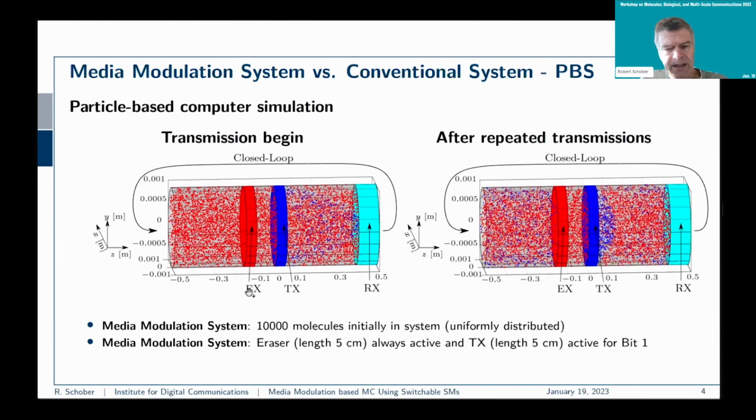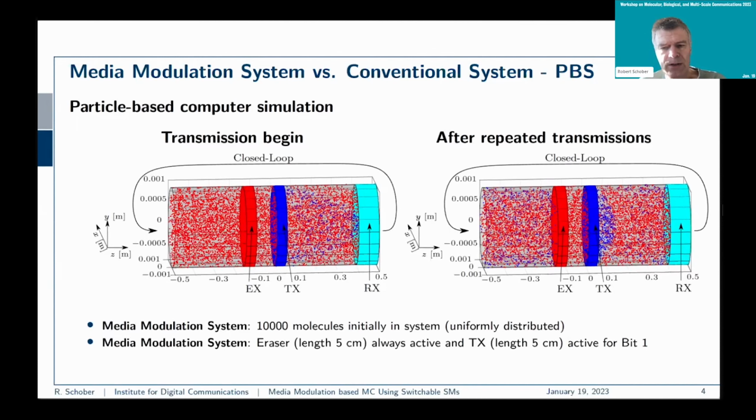So here, the signaling molecules are already in the environment, right? So we don't have to emit them; they're already there, and there are these red and blue dots here in my example. And then, as you can see here, on the left-hand side, the transmitter basically modulates them and switches them to state A if needed. So those are the blue dots. These blue dots, the molecules in this state, can be detected at the receiver.